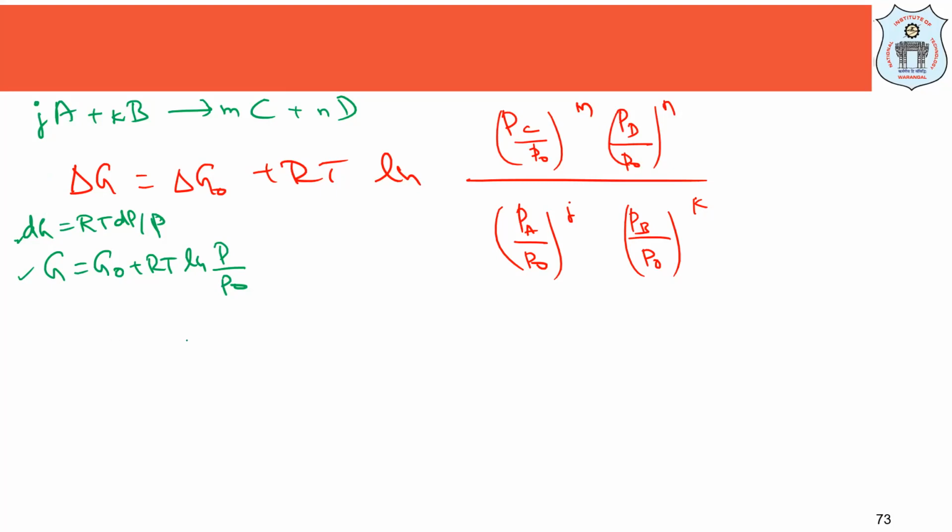So this equation, upon simplification, we have this equation, where P naught is your standard pressure, that is P naught is your 1 atmosphere. T naught is your 25 degrees Celsius. And G naught is G at 25 degrees Celsius.